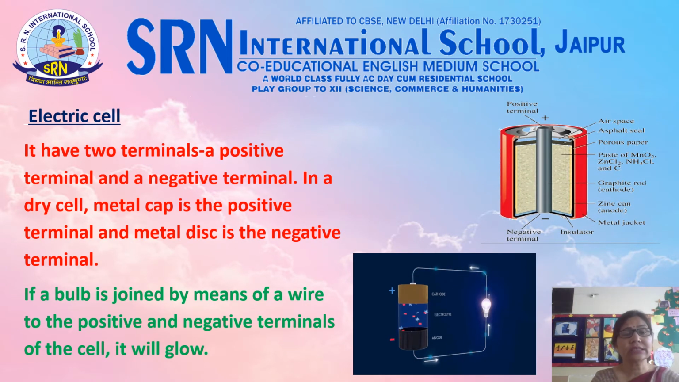Children, all electric cells have two terminals, a positive terminal and a negative terminal. In a dry cell, the metal cap is the positive terminal and the metal disc is the negative terminal. If a bulb is joined by means of a wire to the positive and negative terminals of the cell, it will glow. The dry cell can supply current in a circuit for a certain time. After that, its chemicals are exhausted and it cannot be used anymore.